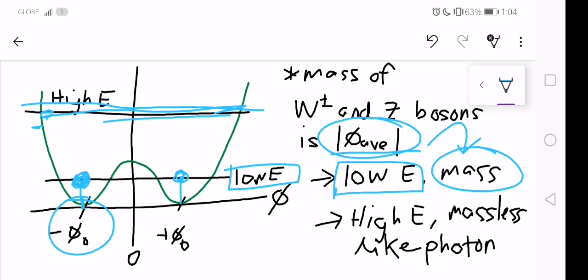Hence, its average value in the Higgs field would cancel out. So if it is in this value, the negatives will cancel out the positives, giving it an average value of 0. Hence, the mass of the W plus minus or Z bosons becomes also 0, which is verified in that it acts like a photon. So this theory unifies the particle photon and the W and Z bosons at high energies.